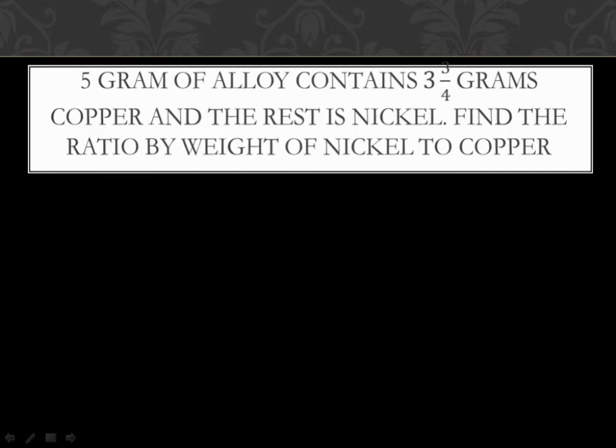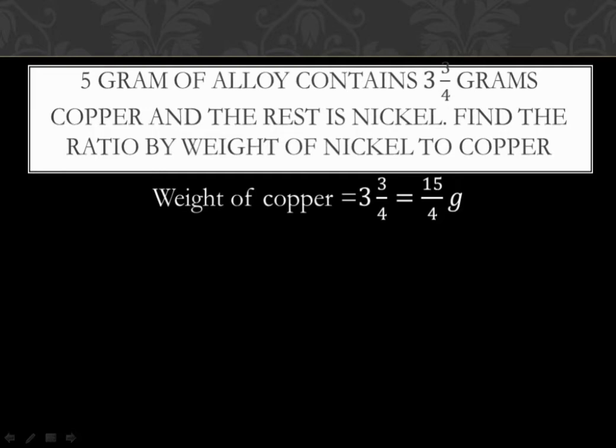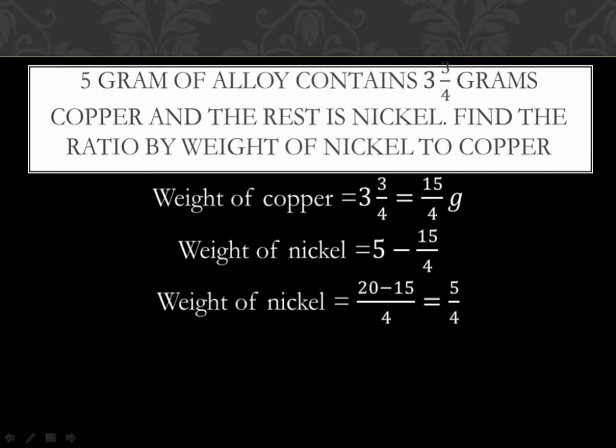So what I can do, I can just find out the nickel weight by subtracting 3 whole number 3 by 4 from 5. So from here we can write weight of the copper is given 3 whole number 3 by 4 gram, or this can be written as 3 times 4 is 12 plus 3, 15, 15 by 4 gram. Now the weight of the nickel will be 5 minus 15 by 4. Now taking the LCM, I will get 20 minus 15 by 4, or 5 by 4 gram.